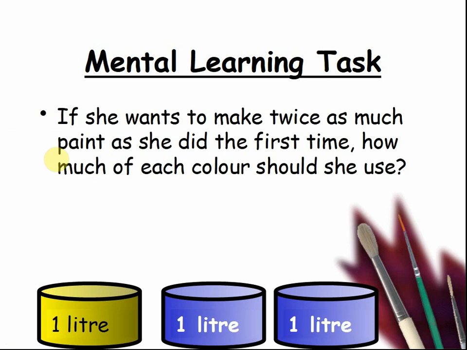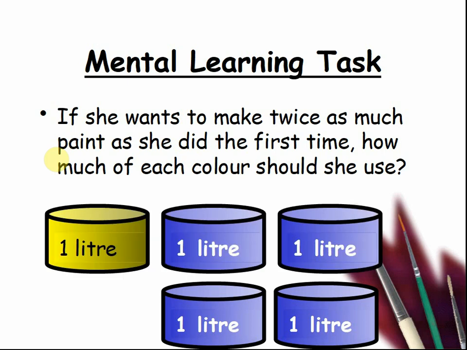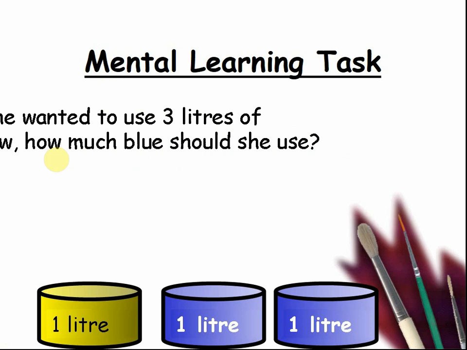If she wants to make twice as much paint as she did the first time, how much of each colour should she use? Pause the video and tell your teacher. The answer, of course, is 2 yellow and 4 blue.